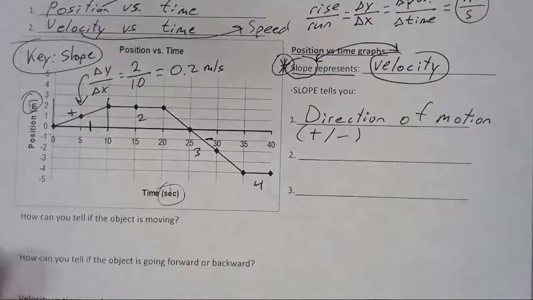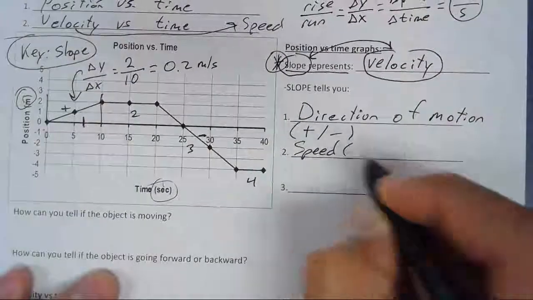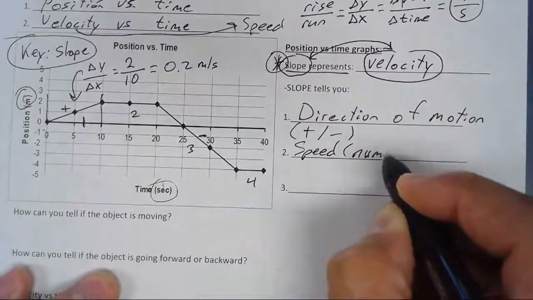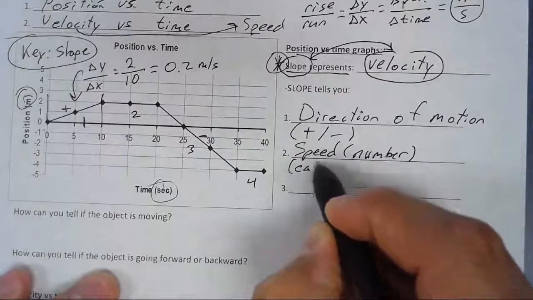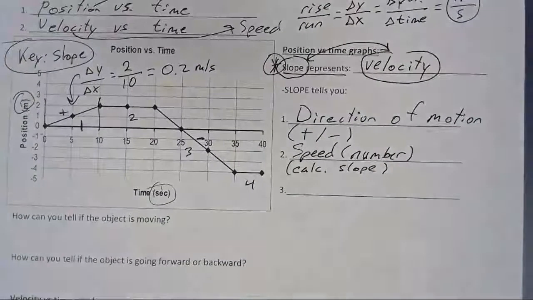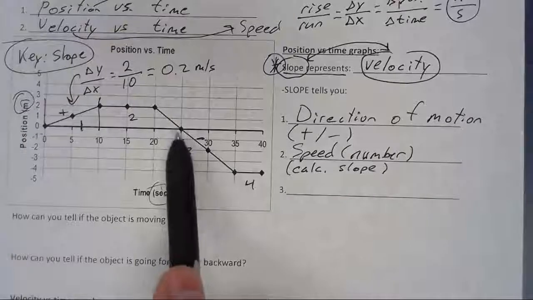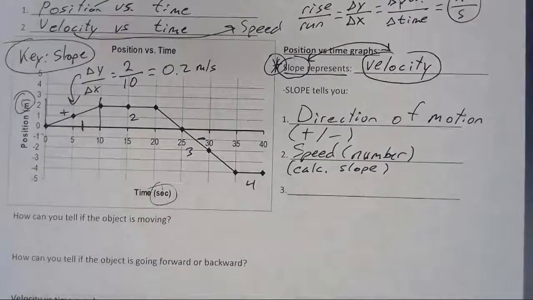So we can look at the direction of motion. We can also find the actual speed, meaning the number. That's the magnitude of the velocity vector. We've already done that. In order to find the speed, all we have to do is calculate the slope of the line. What's the speed at number 1? If I said calculate the speed at 25 seconds, you would do the same thing. You would calculate the slope of the line during this segment. So we can find the speed of the line.